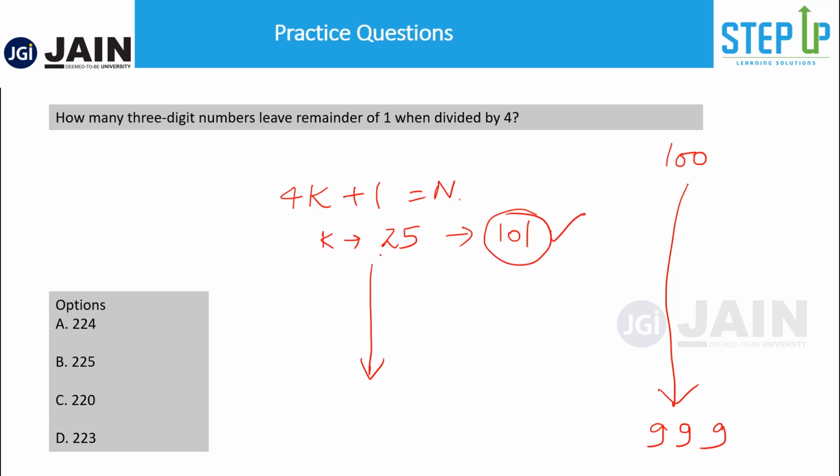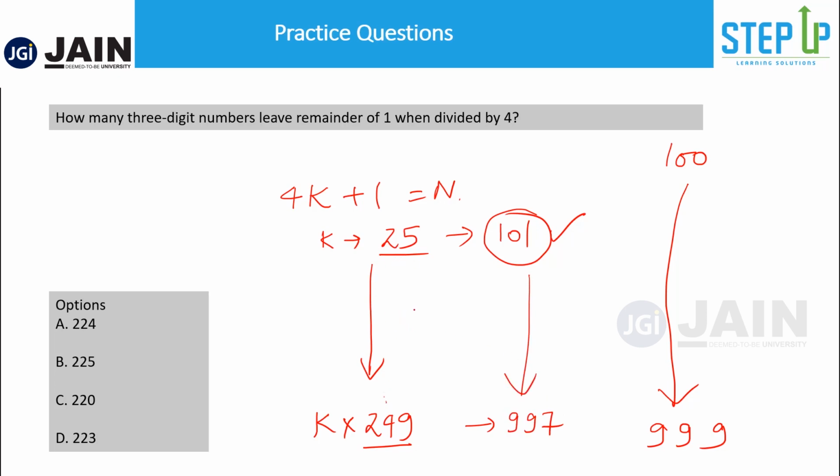That means k's value is starting from 25. Now what can be k's highest value? If it is 250, it becomes 1000 plus 1. So k's value has to be not 250, it has to be 249, because with 250 it becomes more than 1000, which is again a 4-digit number, but we have to find 3-digit numbers. That means k's value can range from 25 to 249, right? At 249, how much would it give you? 996 plus 1, right? So 997.